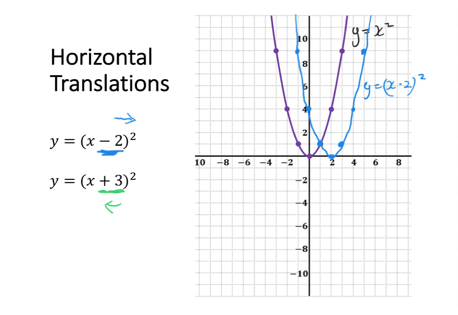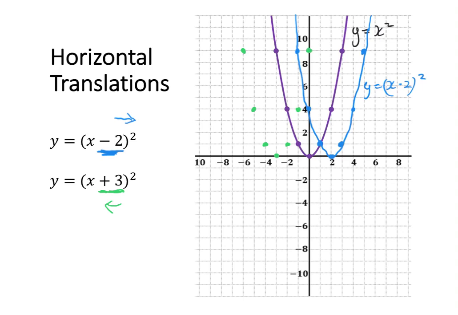So for this example, negative 3 and 9 is going to become negative 6 and 9. Negative 2 and 4 is going to become negative 5 and 4. Negative 1 and 1 is going to become negative 4 and 1. My turning point moves from 0 to negative 3. And then 1 and 1 will move to negative 2 and 1. 2 and 4 will move to negative 1 and 4. And 3 and 9 is going to move to 0 and 9.